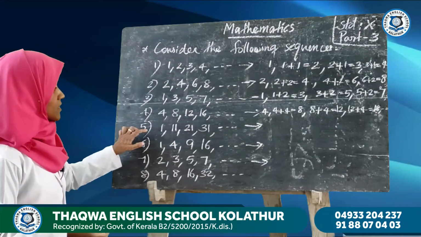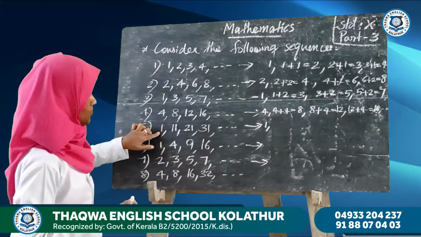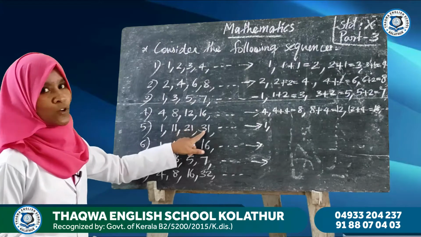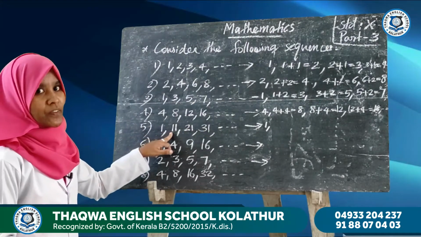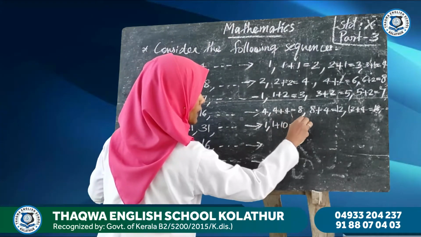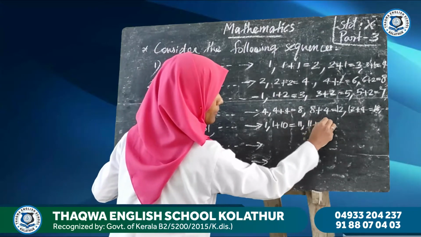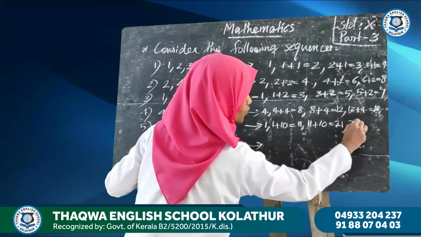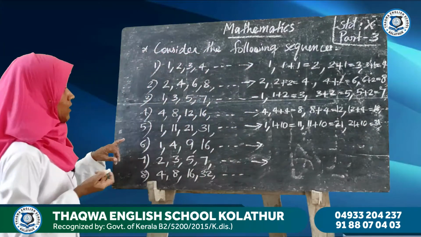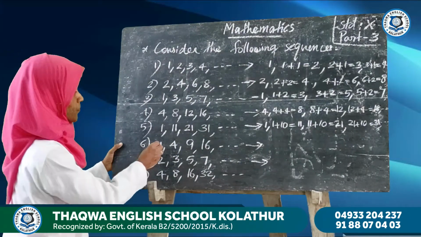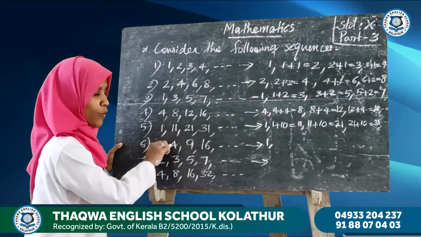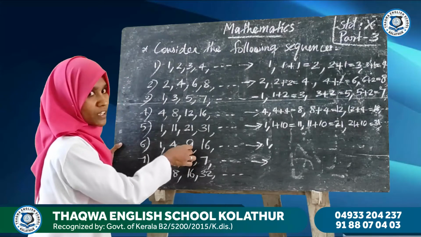Then fifth sequence, first term 1. How do you get the second term, and third, fourth, etc.? Can you say? Yes, we can add 10. 1 plus 10, 11. Next 11 plus 10, 21. Next 21 plus 10, 31, etc. Then the sixth sequence, first term 1. Second term 4. Third term 9.